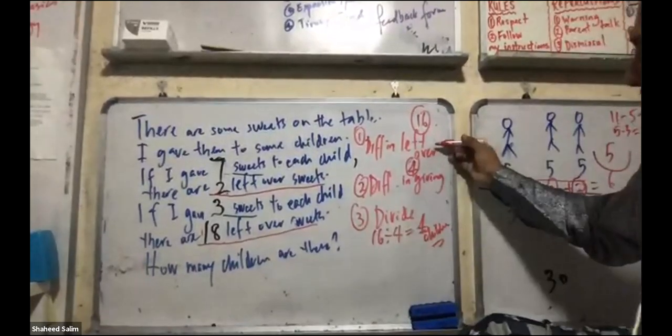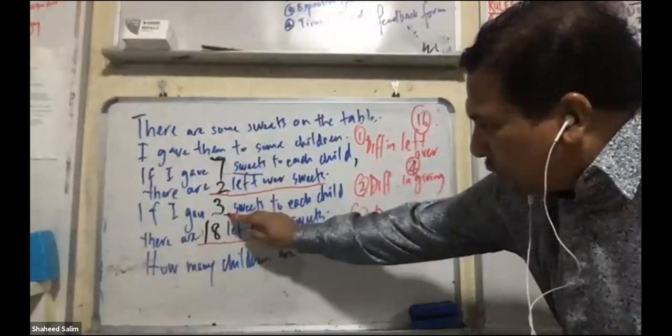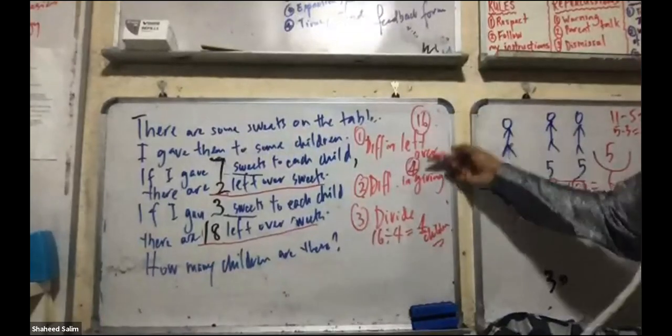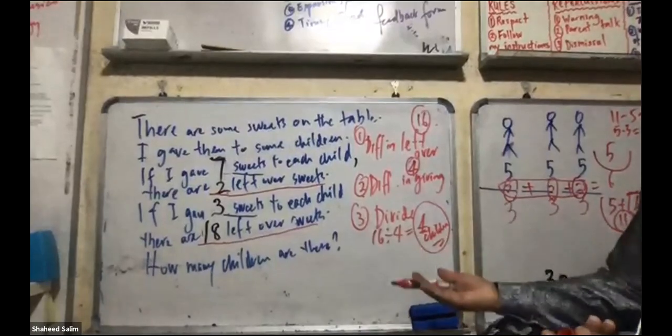So you see the difference in leftover, 16. Difference in the giving: one gives 7, one gives 3. So the difference 7 minus 3, you get 4. Then divide, you get 4 children. If you don't believe, let's try. So the answer is 4.